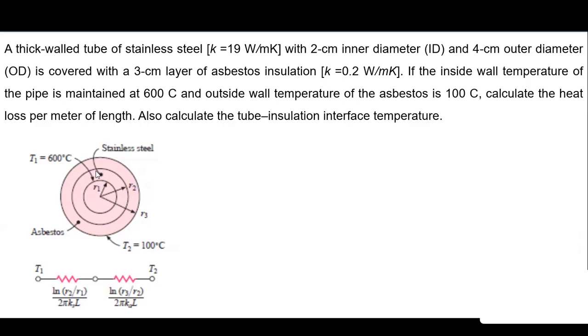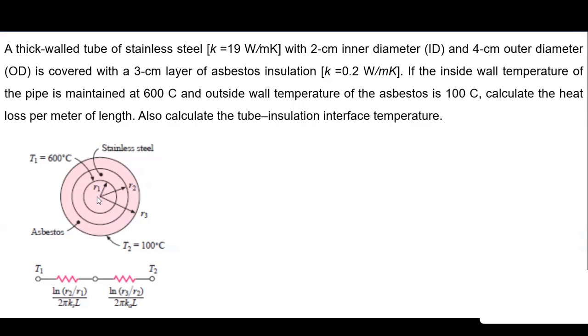The schematic is like this. The inner radius is R1, corresponding to a 2 centimeter inner diameter. The outer radius of the pipe is R2, corresponding to a 4 centimeter outer diameter, and the outside radius of the insulation is say R3. So we can calculate the values of R1, R2 and R3 simply by converting these into meters, and then the first layer is in between the temperatures 600 to 100.